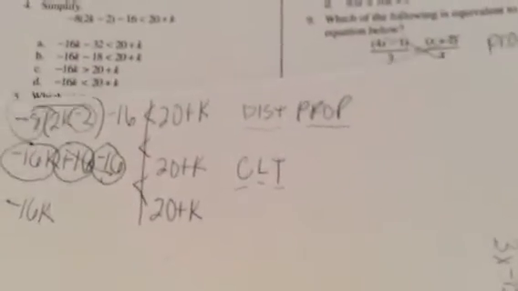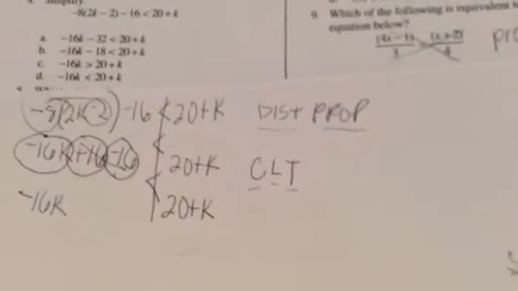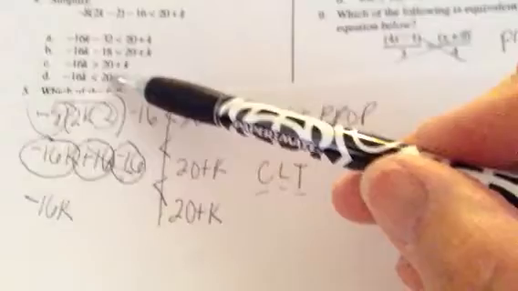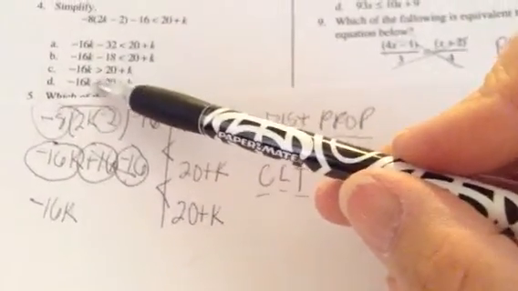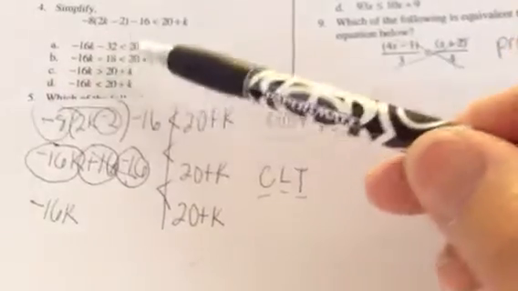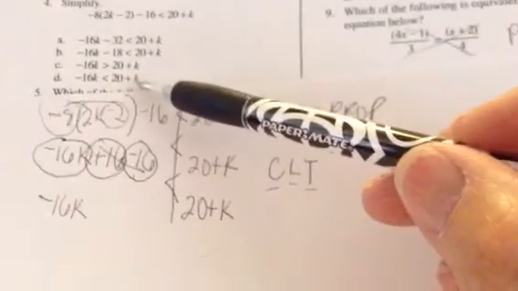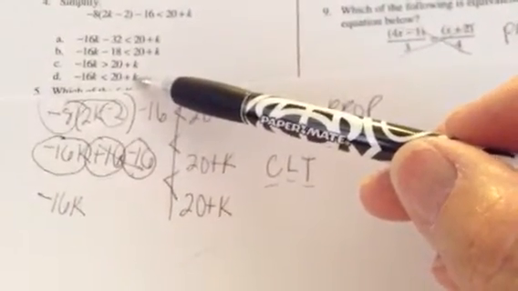Do we see that answer there? Negative 16k is less than, check that, make sure we got the less than. Remember, less than kind of looks like a squooshed L. Less than, L, 20 plus k. I think D is their answer. Let's look at number 5.